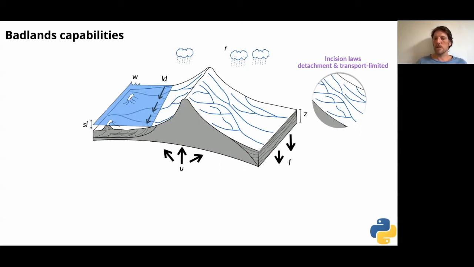So in Badlands, a stream power law approach, which basically scales river incision to the drainage area and the slope, is used. So this approach is quite simple, but is often used in landscape evolution models as it shows really good agreement with field measurements, especially when looking at long-term and large-scale evolution.